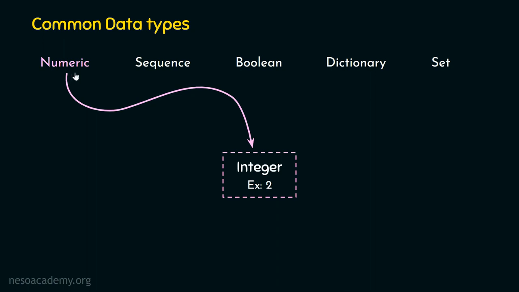Let's see numeric data types. Under numeric, we have integers. Integers are whole numbers that can be positive, negative, or 0. For example, we have 2. Integers can be of any length and it is only limited by the memory available in the computer.